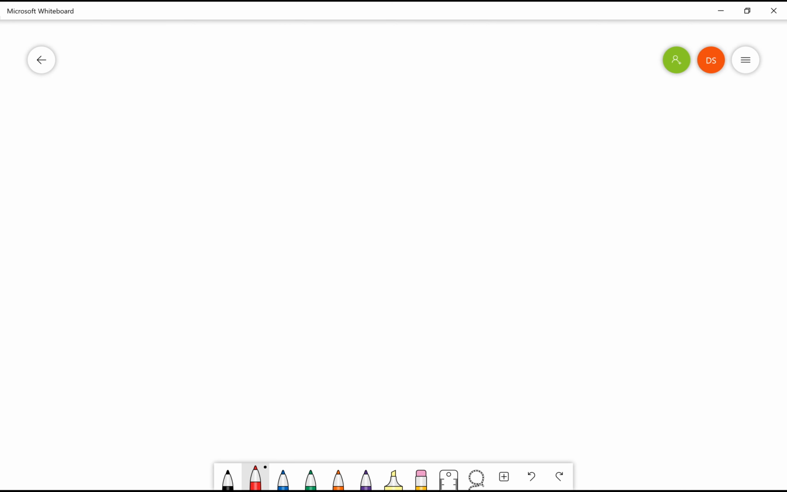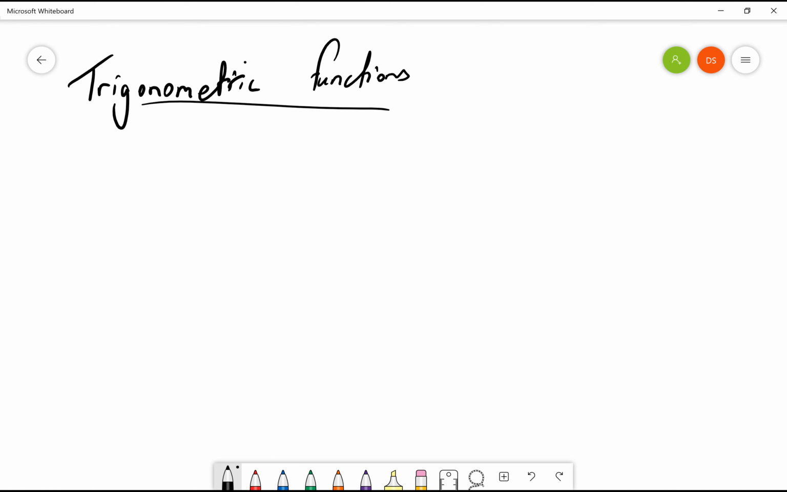Alright, so today I wanted to look at graphing trigonometric functions. So, here we go. Trigonometric functions. Alright, so trig functions. I'm going to look at two main trig functions.